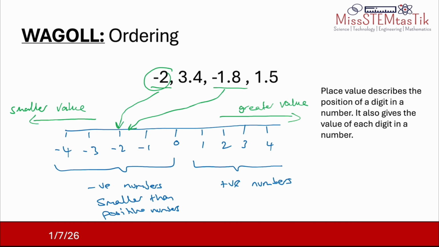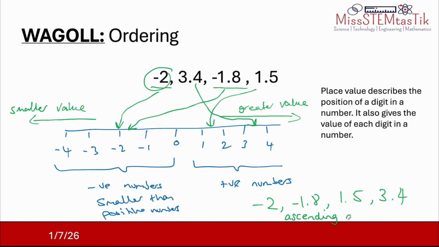One thing that does confuse students is why does negative 2 have a smaller value than negative 1.8? It's not because 2 is a bigger number than 1.8. It's because they're negative numbers. Okay? If it was the other way around and both of these were positive, then 2 would obviously be greater than 1.8. So when I'm ordering them in ascending order, it's negative 2, negative 1.8, 1.5, and 3.4.